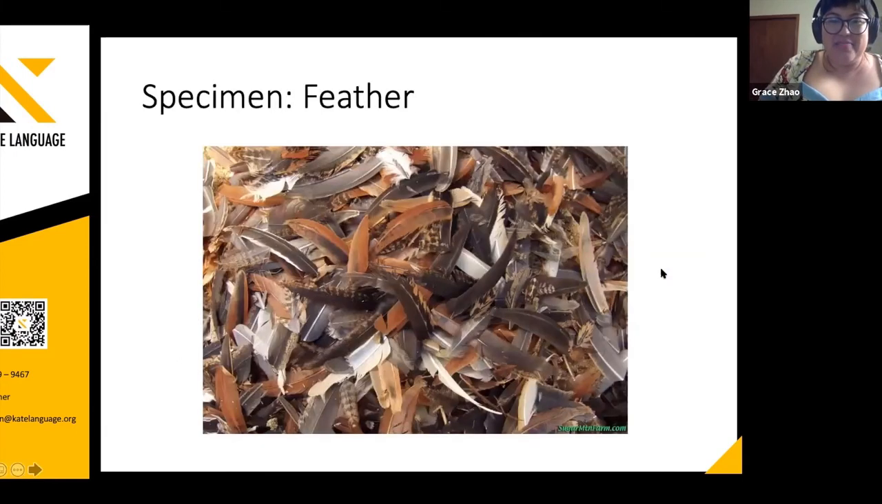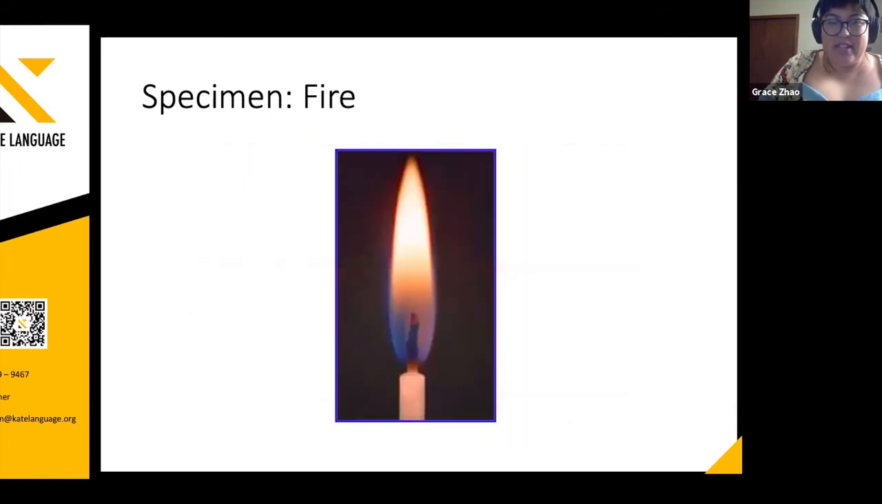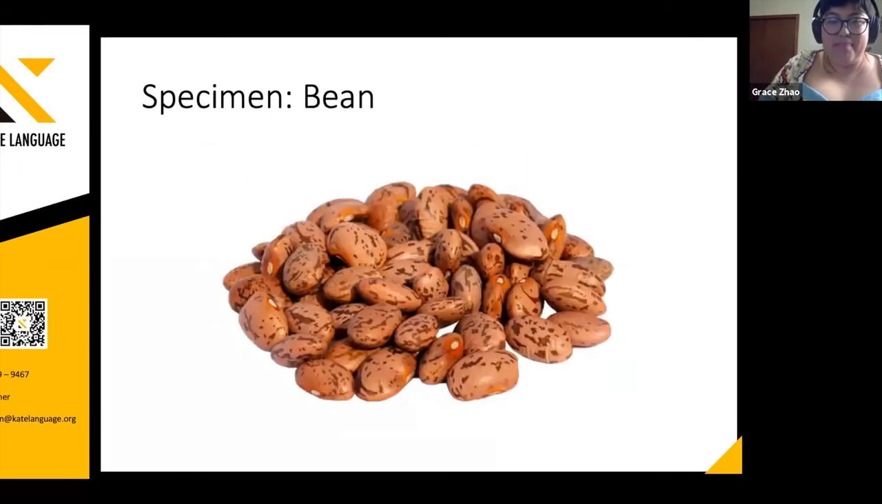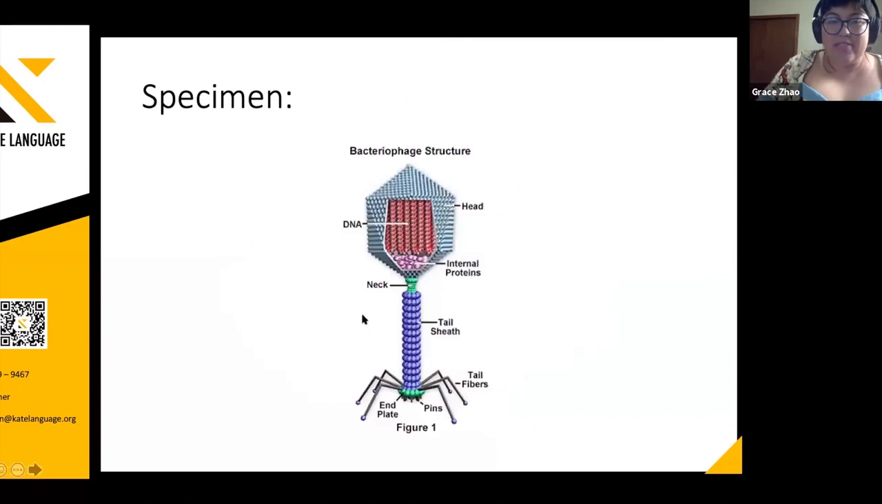Okay, so here's a couple of specimens. We got some feathers, we got some fire, we got a beam, and here we have, this is a virus. Now, for the virus, what do you guys think this could be? Do you consider a virus to be living or non-living? Non-living. Yeah. So the virus itself is non-living.